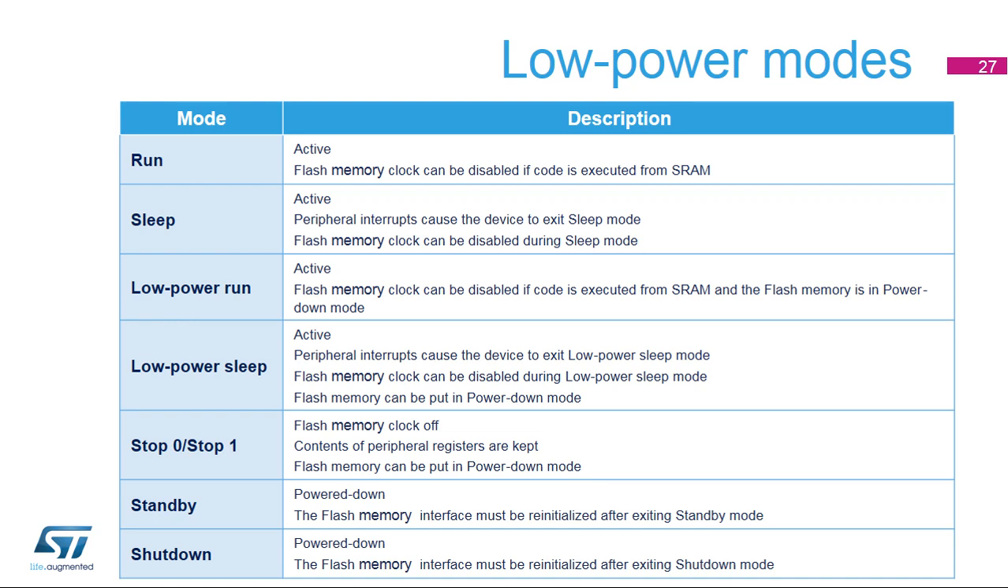In run and sleep modes, only clock gating is supported. In low power run and low power sleep modes, the flash memory can enter power down mode while the clock of the controller is gated. In stop 0 and stop 1, the clocks are gated and flash memory can enter power down mode. In shutdown mode, the power of the flash memory module is gated for both the flash memory and controller.